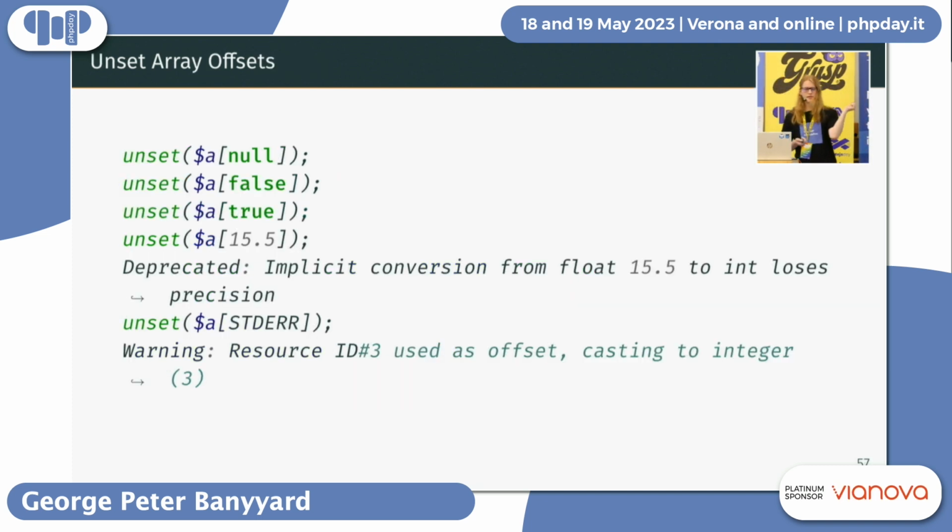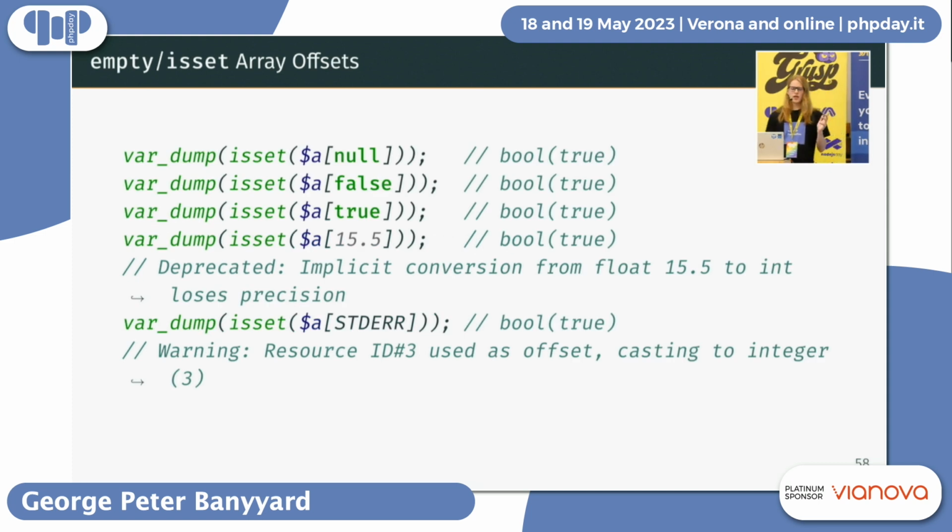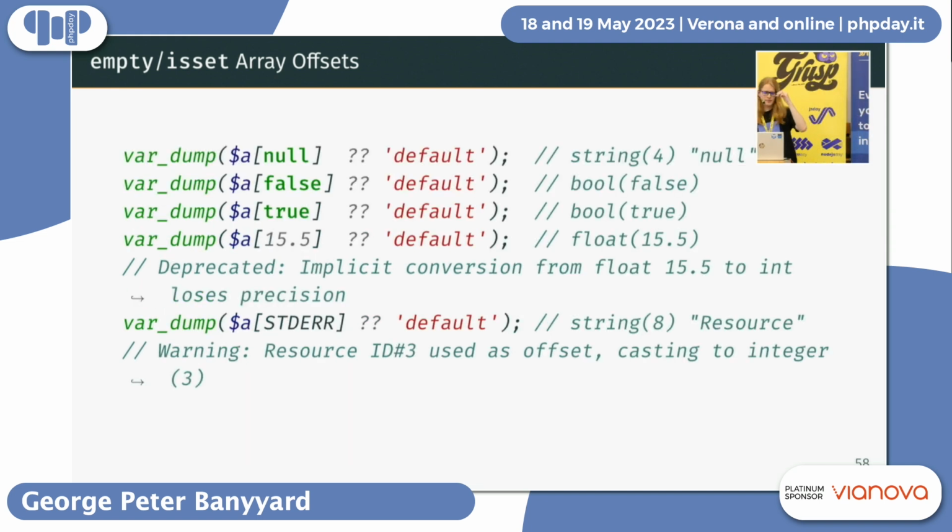The same applies if you unset offsets, you get the same errors, and it's just consistent. So whether you unset, check with isset, or check if the offset is empty, everything's consistent, everything's nice. It's a bit weird, but at least it's consistent between all of the operators, and also the null coalescing operator. It might be weird, but it makes sense.